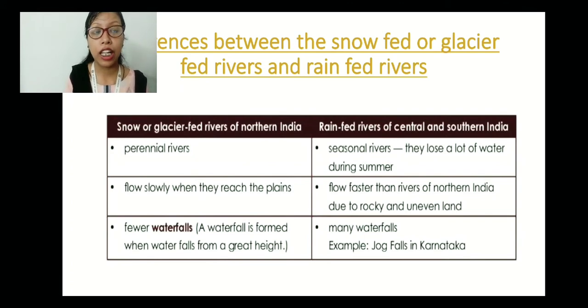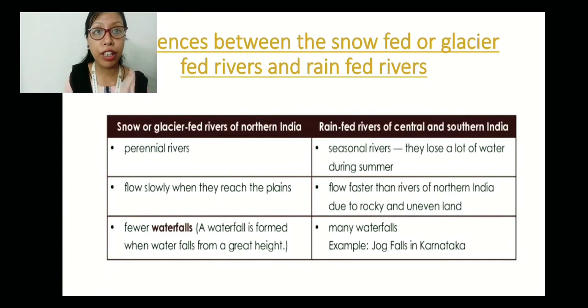Then, under the heading of snow or glacier-fed rivers, they flow slowly when they reach the plains. Initially, it starts very fast because it comes from the slope, right? But we are not talking about the slope, we are talking about the rivers. When the stream joins the rivers, it joins at the plains. Therefore, it flows slowly when they reach the plains.